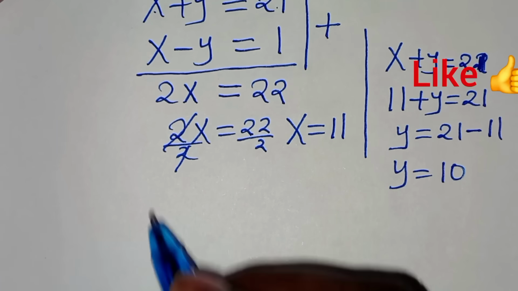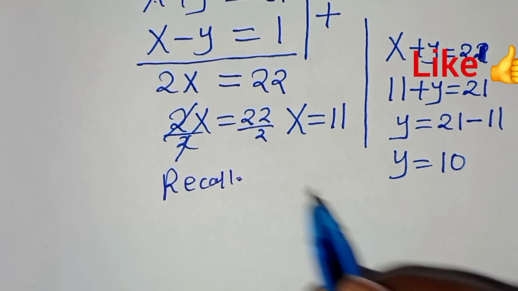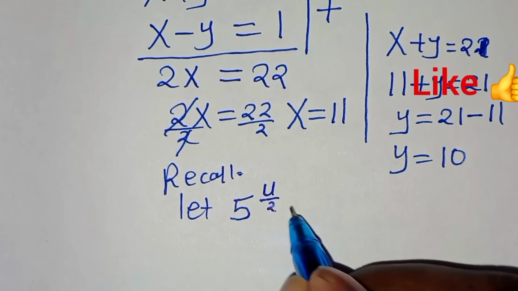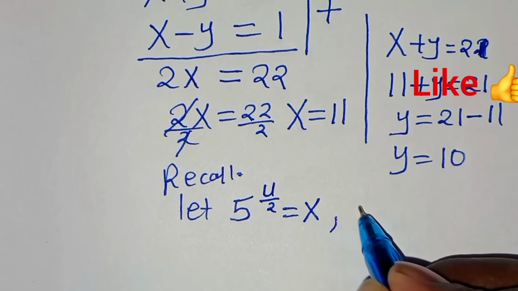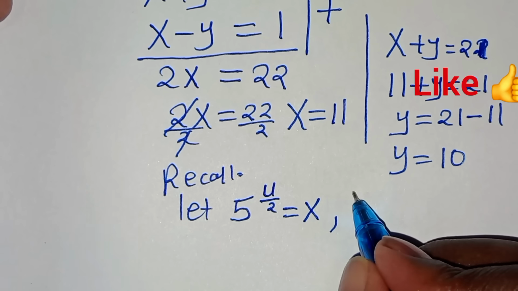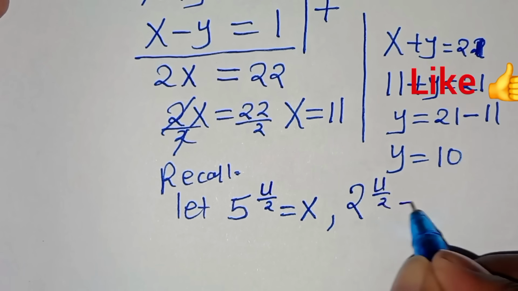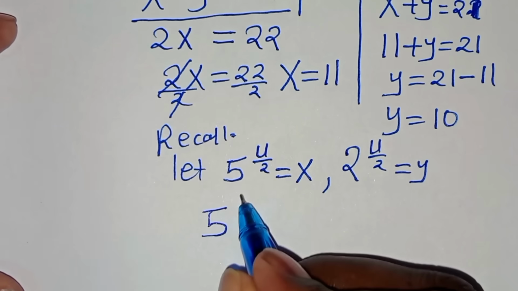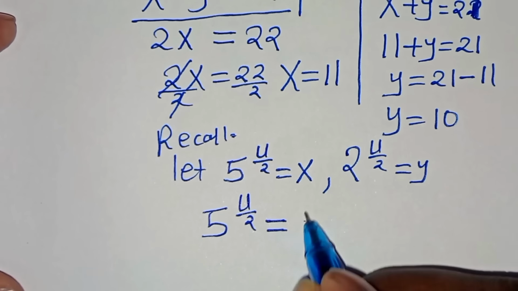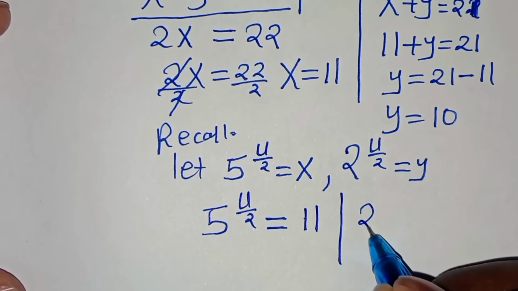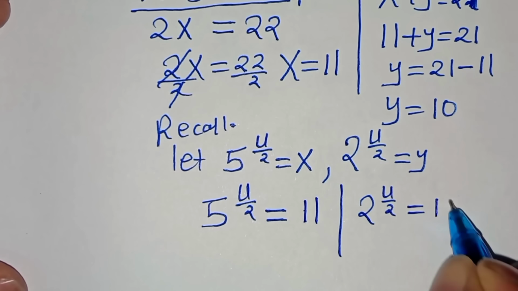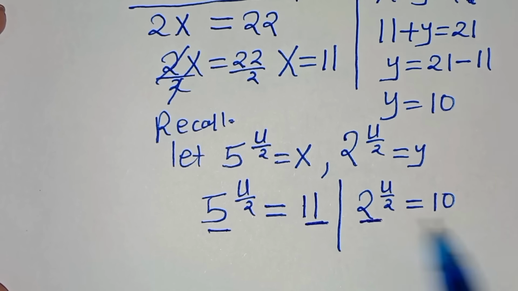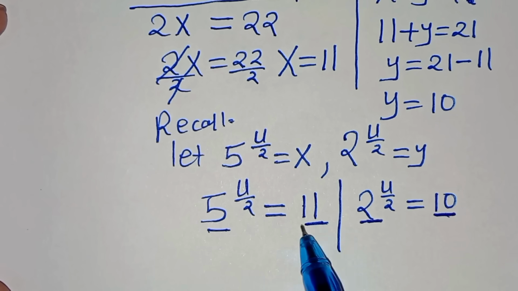Now, if you recall, we let 5 raised to the power of u over 2 be equal to x, and 2 to the power of u over 2 be equal to y. So in this case, we have 5 to the power of u over 2 equal to x, which is 11, and 2 to the power of u over 2 equal to 10. Now, if you check the bases, these are different bases. We have a base of 2 and a base of 10 here, and a base of 5 and a base of 11.